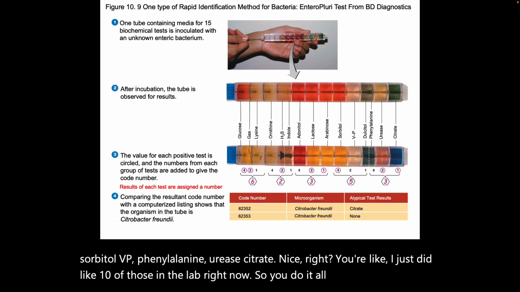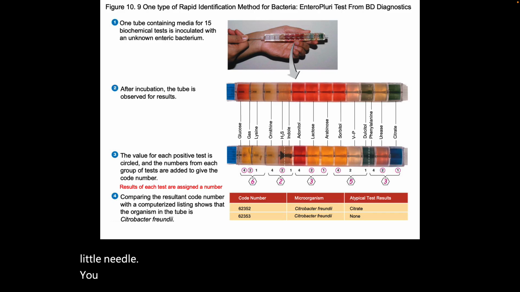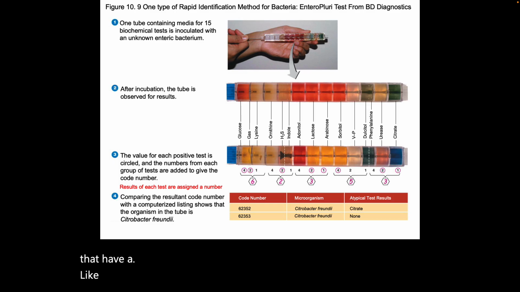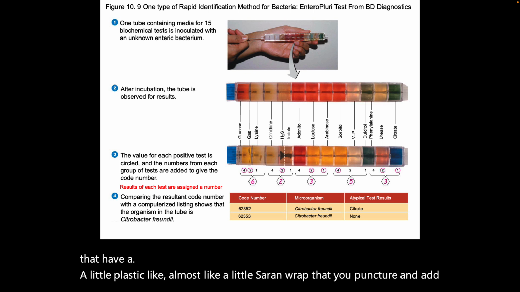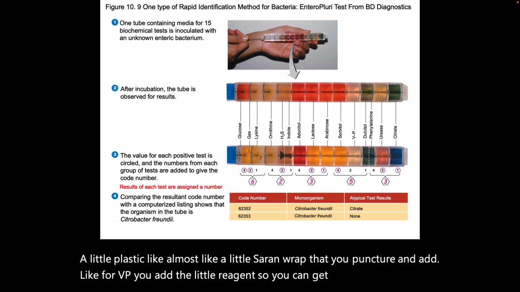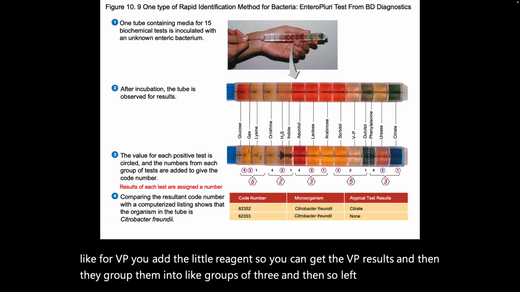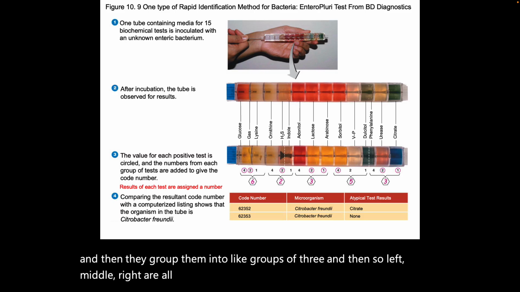You have a little needle. You pick your colony and then you just kind of pull the needle through to inoculate each little chamber. You incubate it. There's a couple of them that have a little plastic, almost like a little saran wrap, that you puncture and add, like for VP, the little reagent so you can get the VP results. And then they group them into groups of 3.